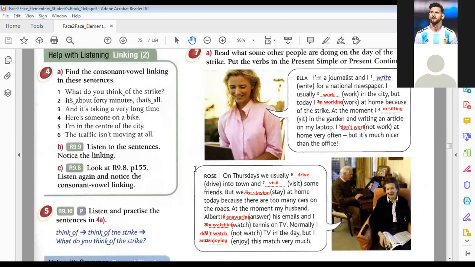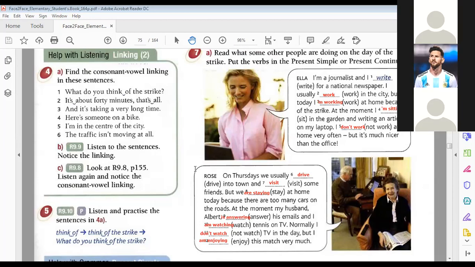Rose, on Thursdays we usually drive into town and visit some friends, but we are staying at home today because there are too many cars on the roads. At the moment, my husband Albert is answering his emails, and I am watching tennis on TV. Normally, I don't watch TV in the day, but I am enjoying this match very much.